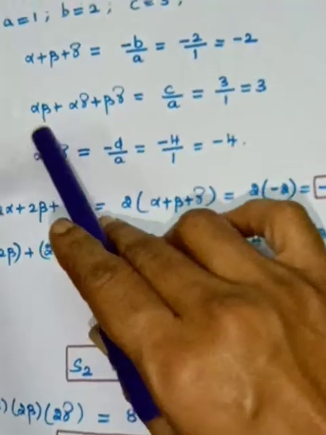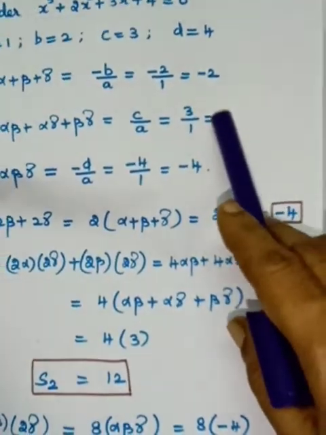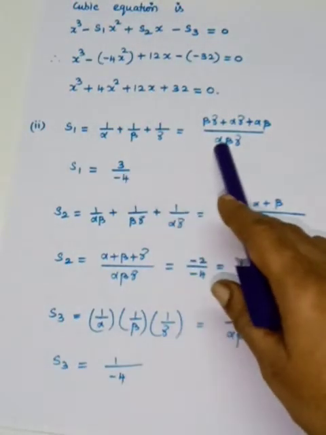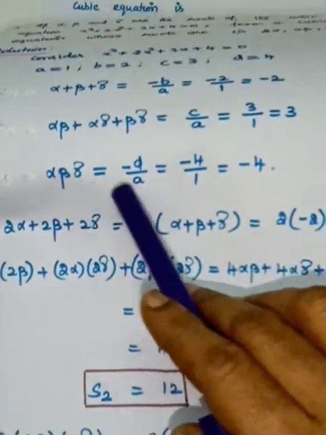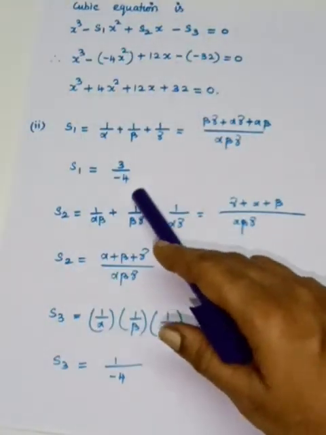So this result we have already found. What is it? It is 3. 3 divided by, what is alpha, beta, gamma? Alpha, beta, gamma is minus 4. So it is 3 by minus 4.